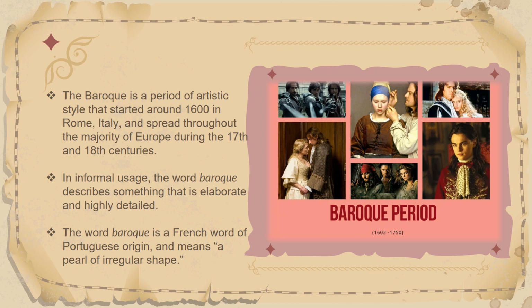The word Baroque is a French word of Portuguese origin and means a pearl of irregular shape. It was originally used as a negative term in 1855 to describe the art movement, which the art historian Jacob Burckhardt saw as a subversion of the values of the Renaissance movement. It gradually lost its negative meaning and became the name for this period of art history.